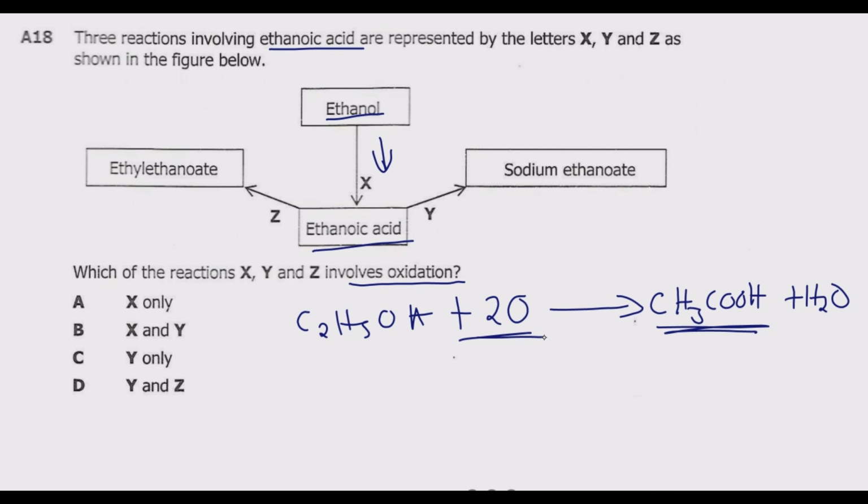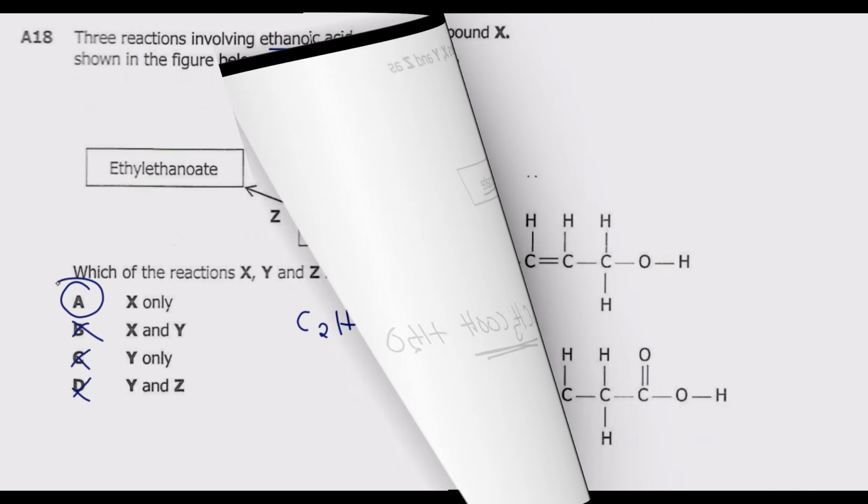Then when we react ethanoic acid with sodium, what are we going to get? To get sodium ethanoate, we react sodium salt with ethanoic acid. There is no oxidation here. We are not adding oxygen. We are doing double displacement. So Y is out. So notice that there is only one answer, which is A. So A is the correct answer.